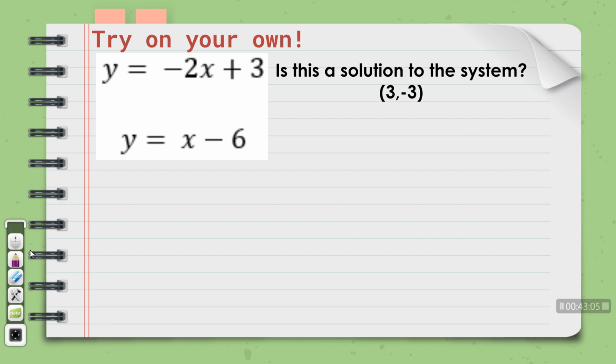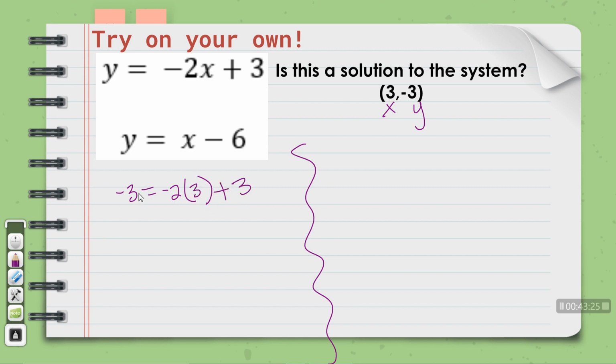Let's do maybe 1 or 2 more. Here's my x. Here's my y. Remember, plug the x in where the x is, the y in where the y is. So the first equation, I'm going to separate my paper here, will be negative 3 equals negative 2 times positive 3, because x value is the positive 3, plus 3. And I'm going to solve this. Starting with negative 2 times 3, which is negative 6. Negative 6 plus 3 is negative 3.